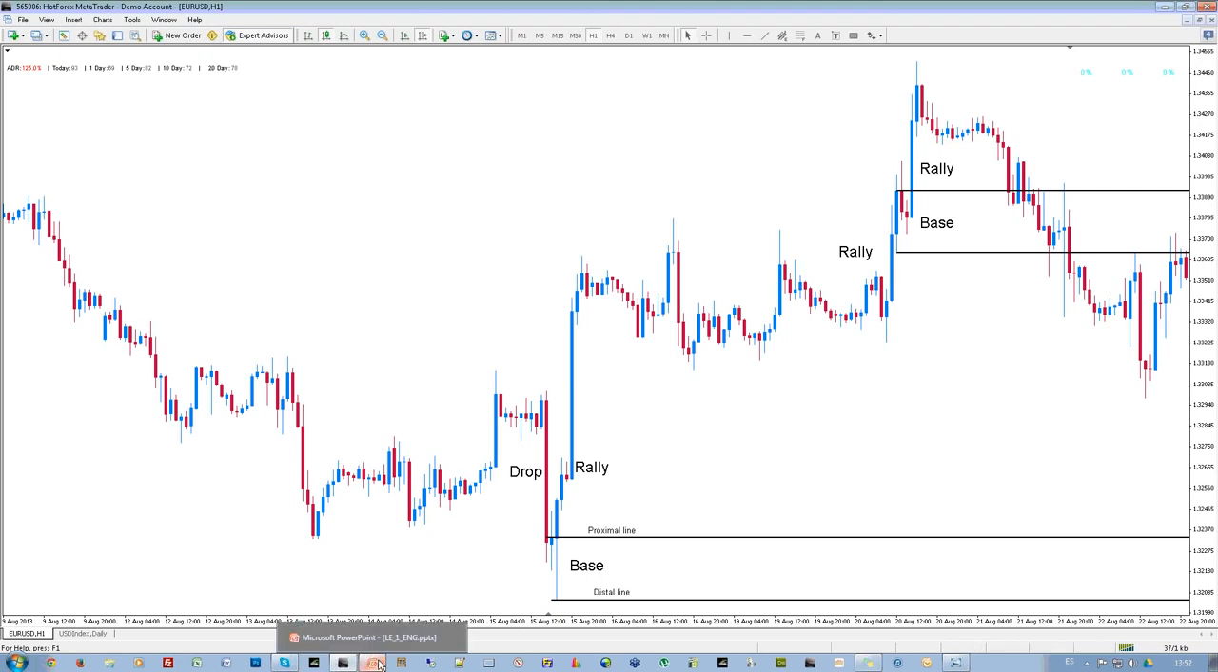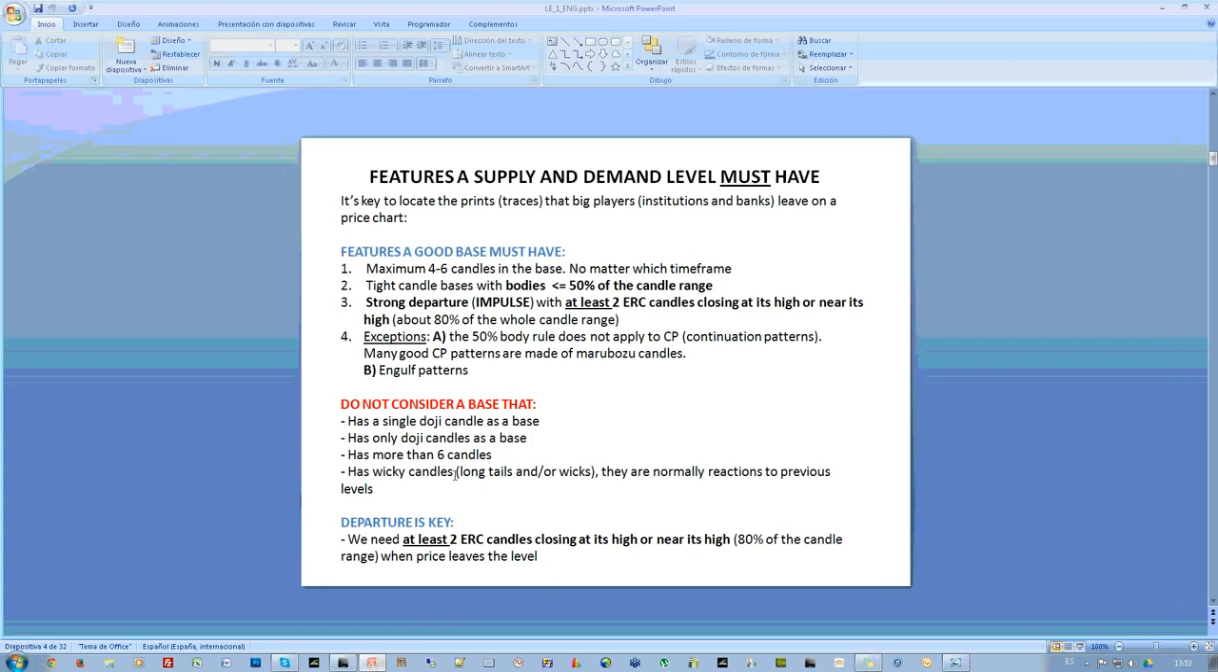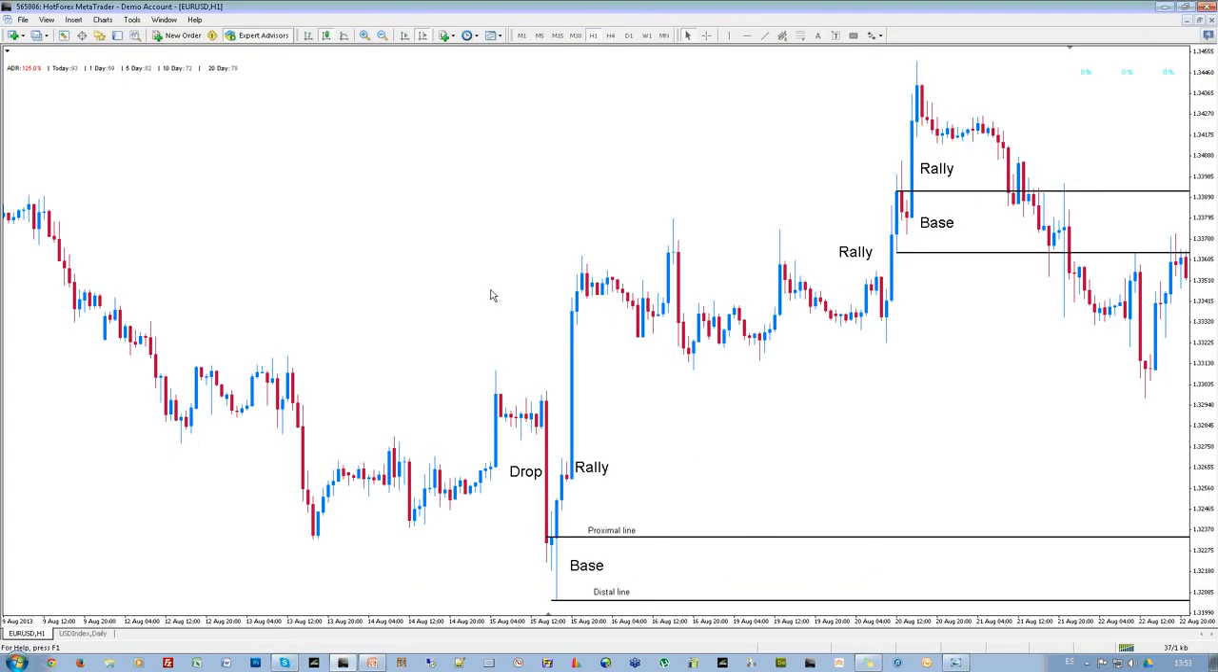So by knowing that we have two legs and a base, the features of a good supply or demand level are that they must have a maximum of 4 to 6 candles in the base, no matter which time frame. It doesn't matter if it is a 1 hour, a monthly, a weekly, or a 1 minute time frame. Maximum 4 to 6 candles at the base, okay? This is the base. Maximum 4 to 6 candles in order to validate a level. Otherwise, it will be negated as a level.